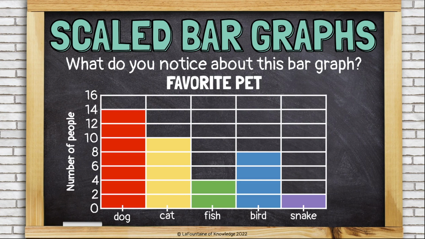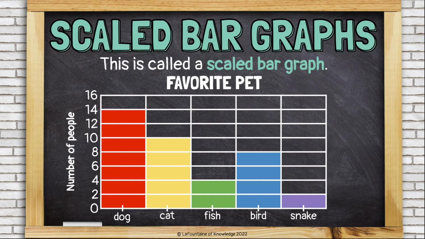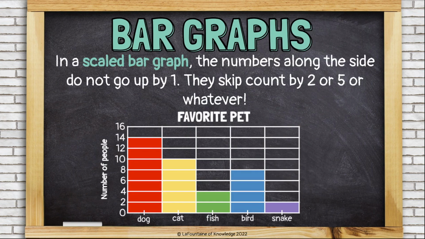What do you notice about this bar graph? Take a look at the numbers along the side here. This is called a scaled bar graph. In a scaled bar graph, the numbers along the side do not go up by 1. They skip count by 2 or 5 or whatever. In this example, they're going up by 2. 2, 4, 6, 8, 10, 12, 14, 16.